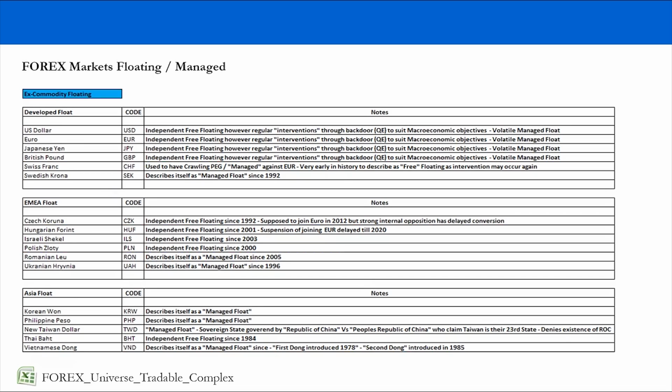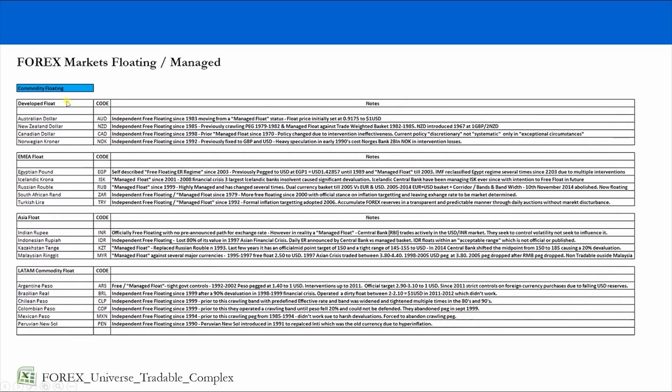And our real opportunities exist in the floating situations, the floating regimes. So our opportunities as traders in the currency markets are really dictated by volatility, and the volatility is primarily in the floating regime currencies. And what we've done is we've taken the same approach as the fixed or pegged. We've, in the Forex Universe Tradable Complex spreadsheet file, got a couple of sheets in there that break down everything for you by X commodity floating and also by commodity floating.